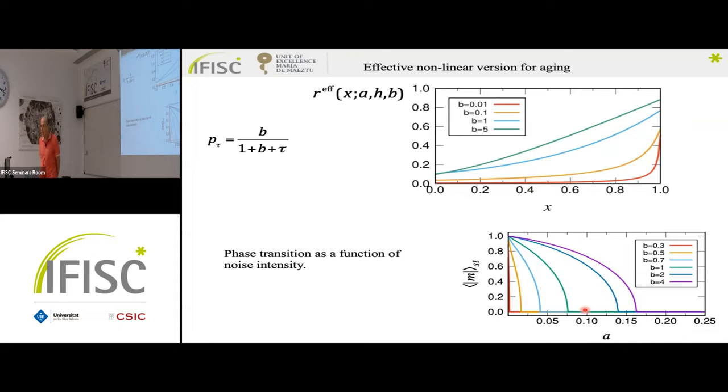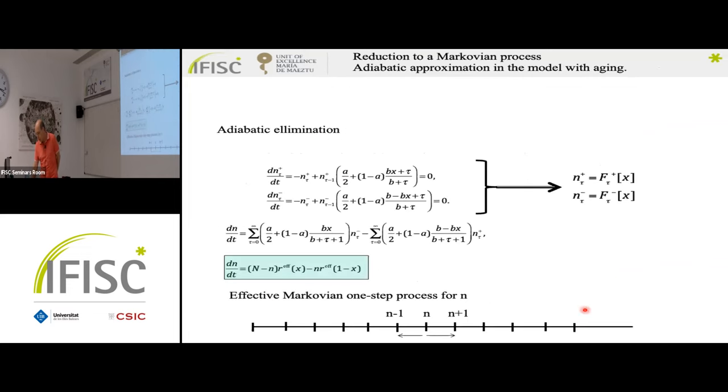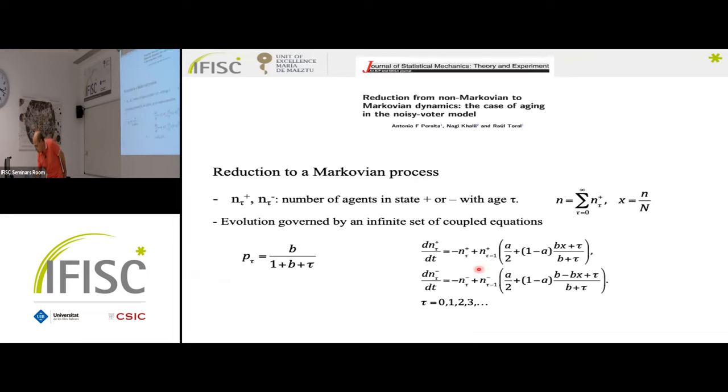Can you repeat the justification for the adiabatic approximation? The justification is assumed that usually a local variable works much faster than a global variable. These are the local variables, essentially. And this is the global one, which is defined as the sum of all others. Okay, thank you.